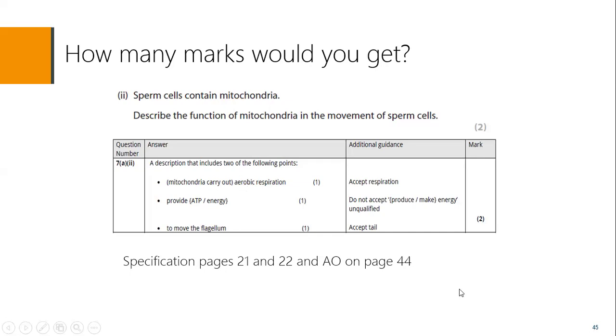The first column gives the preferred response. The additional guidance helps examiners interpret the answers candidates produce. So we would accept respiration rather than aerobic respiration, but we would not accept produce or make energy. It has to be provide.